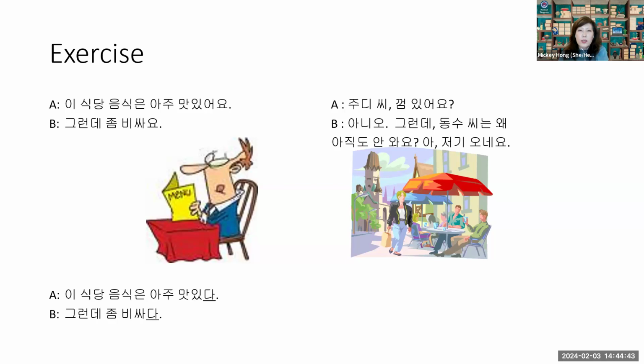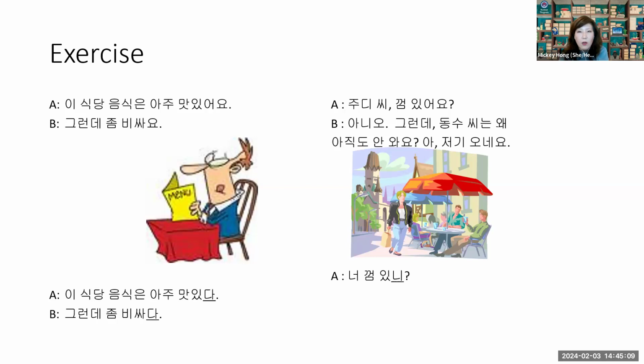A is asking, Judy 씨, 껌 있어요? Do you have gum? 아니요. Actually, this is a typo. It should be yo. In the old days, well, not too long ago, like two decades ago, can you believe it, it was still spelled O. 아니요. 그런데 동수 씨는 왜 아직도 안 와요? They're waiting for 동수. 아, 저기 오네요. He's on his way.